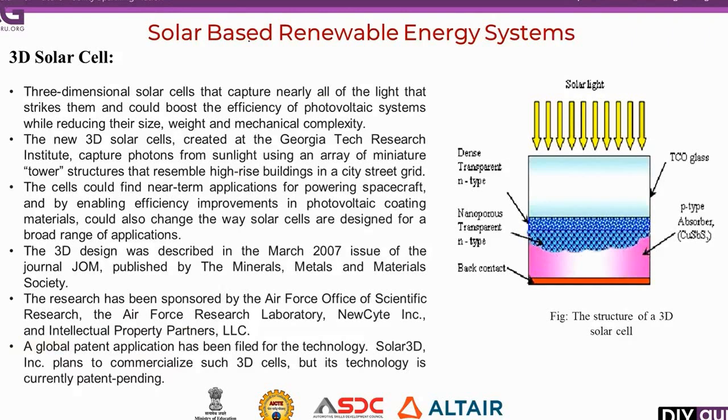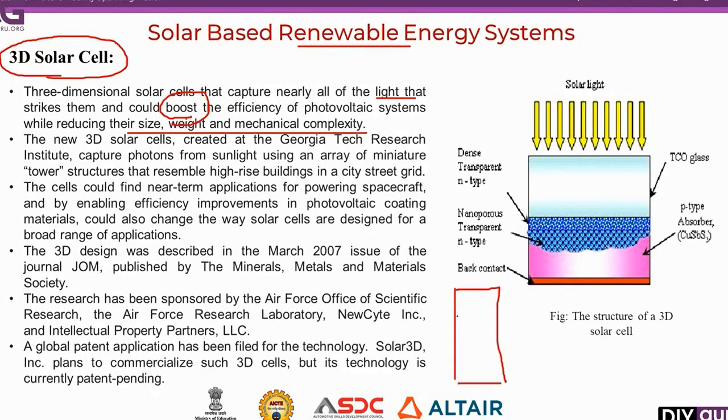Now we are going to see about solar based renewable energy systems. The main thing is we are going to see about 3D cells. So here the 3-dimensional solar cells mainly capture most of the light incident on them, and they could boost the conventional photovoltaic panel efficiency with reduced size, weight and mechanical complexity. If you see, it will be in the form of a tower-like structure where solar panels are arranged in such a way that most of the light falls on them, so that the efficiency may increase.